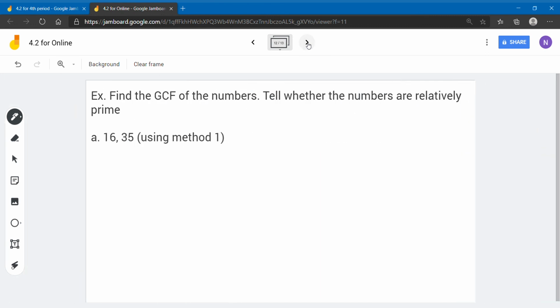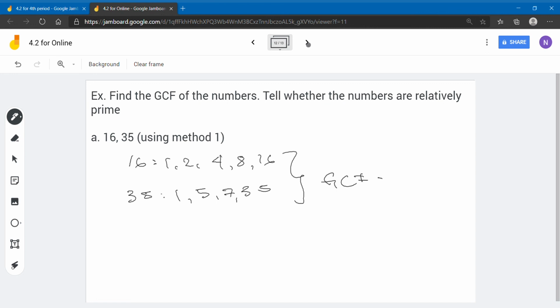Let's have an example. 16 and 35. So let's go list. You're going to use the listing method. 16 and then 35 on the bottom. 16 is 1 and 16, 2 and then 8, and then we have 4 times 4, so it's just 4. And 35 is simply 1 and 35, and 5 and 7. What is the GCF of this? GCF is 1, so relatively prime.